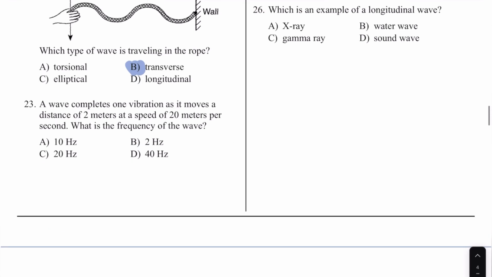23. A wave completes one vibration as it moves a distance of 2 meters at a speed of 20 meters per second. What is the frequency of the wave? So we can use the formula velocity equals frequency times wavelength for this, and we just plug in. So 20 meters per second equals frequency, which we're trying to find, times 2 meters. So frequency is going to be equal to 10 hertz.